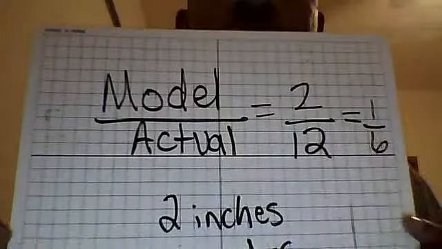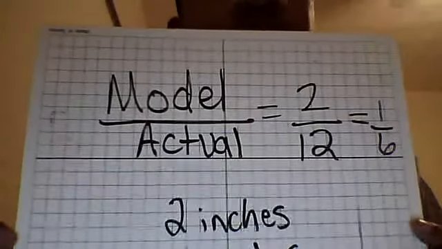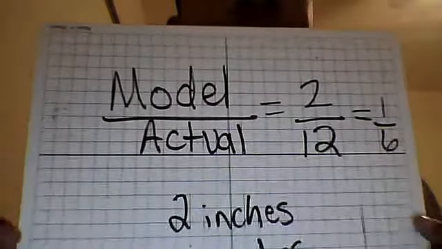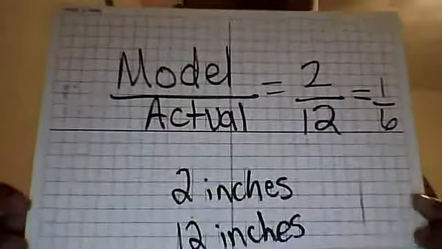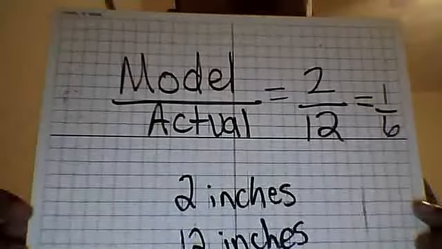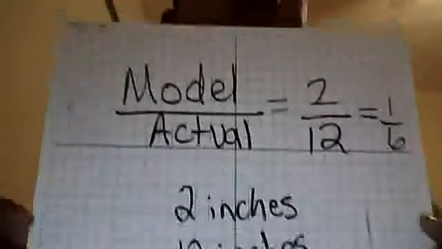Now, whenever your numerator, which is the top number, is smaller than the denominator, which is the bottom number, that means the scale factor was dilated or it produced a reduction. If the numerator is bigger than the denominator, then it would create an enlargement.